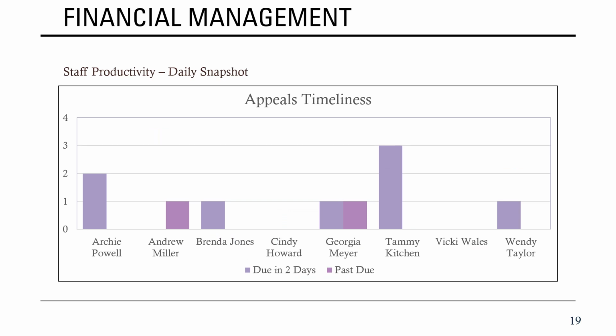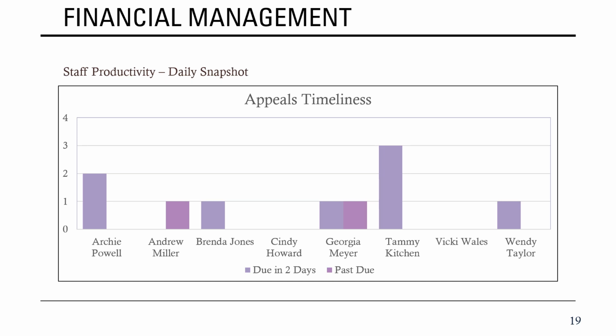Here's another daily snapshot you might want to look at: for those appeals that are signed out to your staff, how many are due in the next 2 days and how many are past due? That can tell you if there's a bottleneck somewhere. Okay, so Tammy has 3 assigned to her that are due in the next 2 days. Is that an appropriate number for her to get done? Probably, yeah, 3 appeals in 2 days. So I'm not too concerned about that. But let's look at Georgia Meyer, who has 1 that's past due, and Andrew Miller has 1 that's past due.